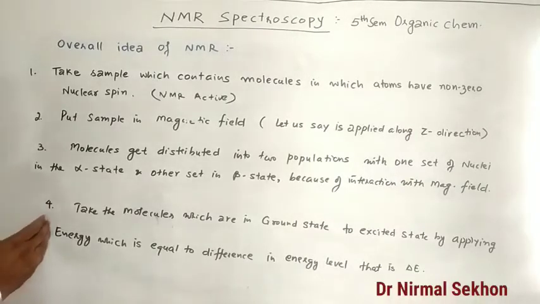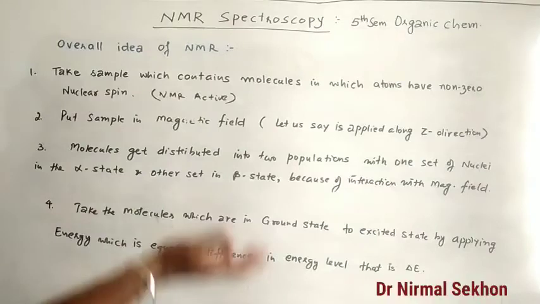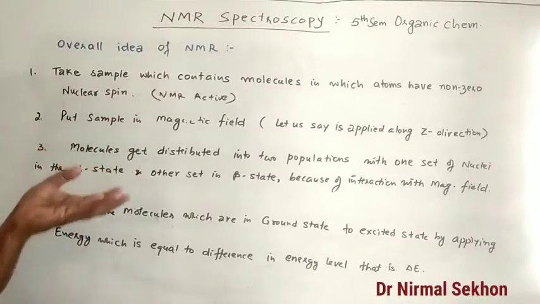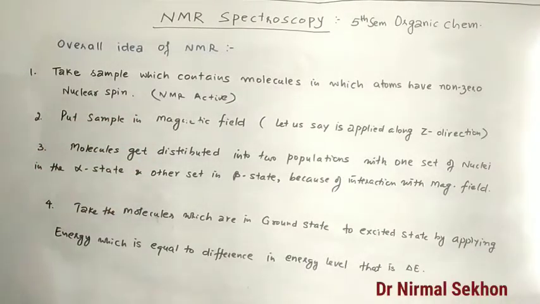And the last thing is to take the molecule from the ground state to the excited state. This is called flipping of spin. We have to take the molecule from the ground state to the excited state by applying energy, and we are using radio waves. So when this transition takes place, when the molecules go from alpha to beta state, energy is absorbed. The more energy absorbed, the more the sensitivity, we can say, of NMR spectroscopy. So in the next topic we will discuss how the sensitivity can be increased.